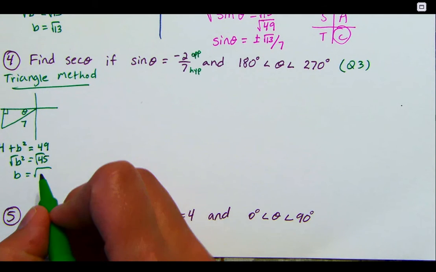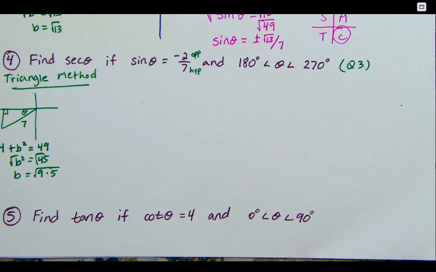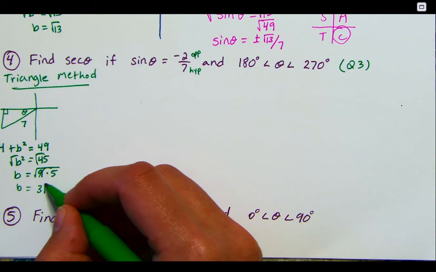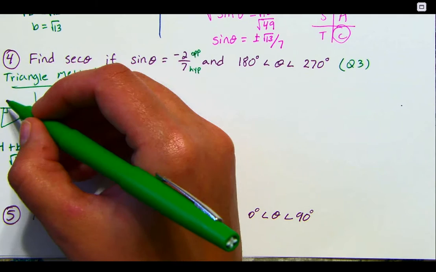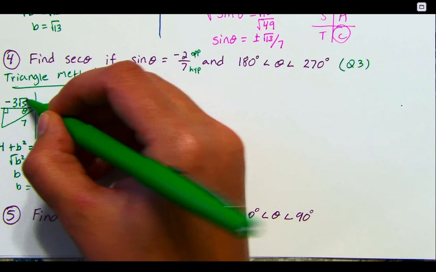So again, that 45 I'm splitting as 9 times 5. So make sure that we are simplifying as much as possible. So then this will be 3 square root of 5 for the missing side. And because we went to the left, I need to make that negative. So -3 square root of 5.